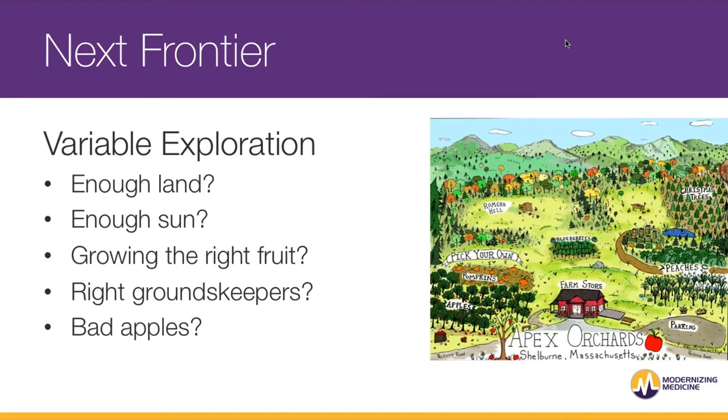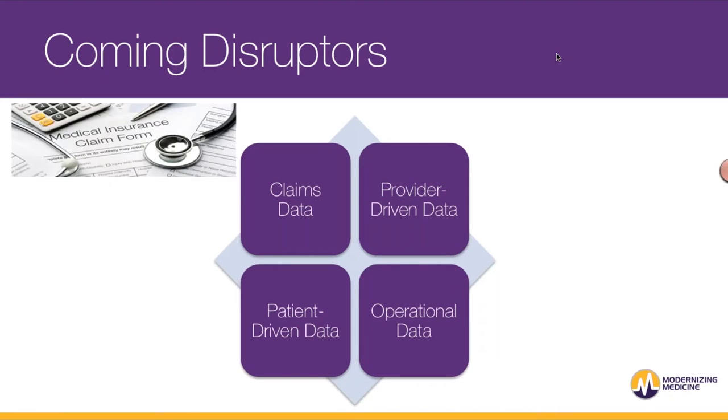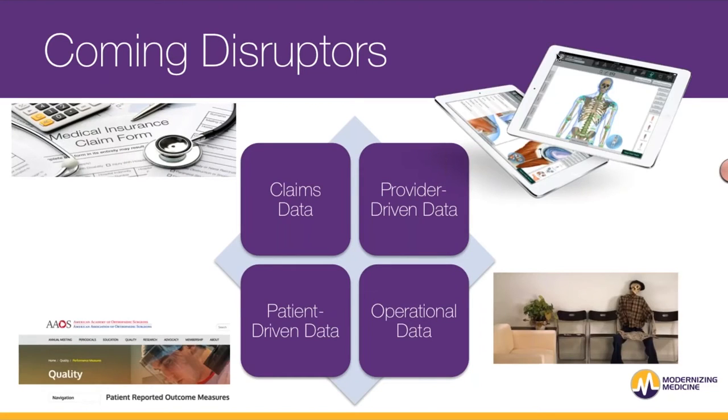Lastly, we step into the next frontier. So as we're taking this look at the orchards in the very large view of the landscape in front of us, as a practice, we have to understand, do we have enough land? Do we get enough sun? Are we growing the right fruit? Do we have the right groundskeepers? And do we have any bad apples? So this scenario brings us right back to where we think the future is coming from. The future of being able to combine data sets, but specifically combine things that haven't been combined yet.